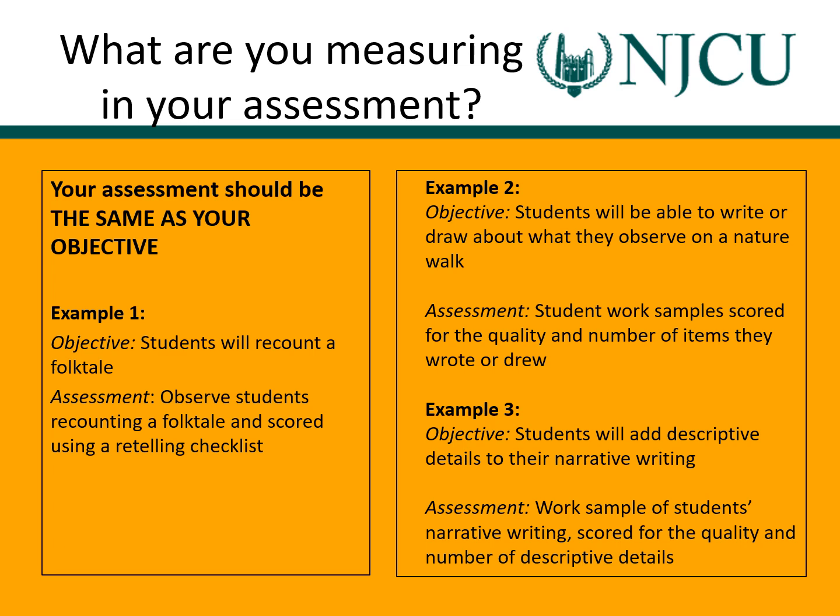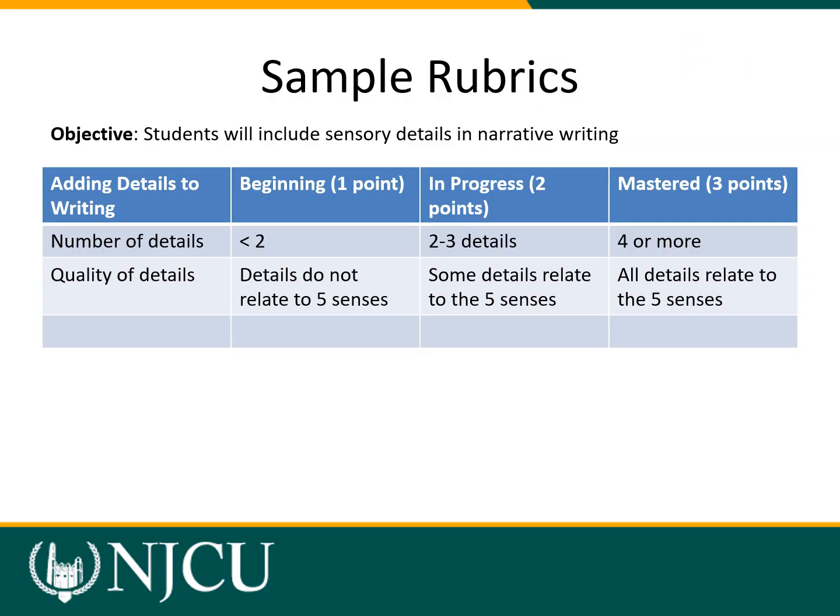Example 3, the students will add descriptive details to their narrative writing. That could be a work sample of the student's narrative writing scored for the quality and number of descriptive details. They've got to exactly match. Here are some examples of rubrics.